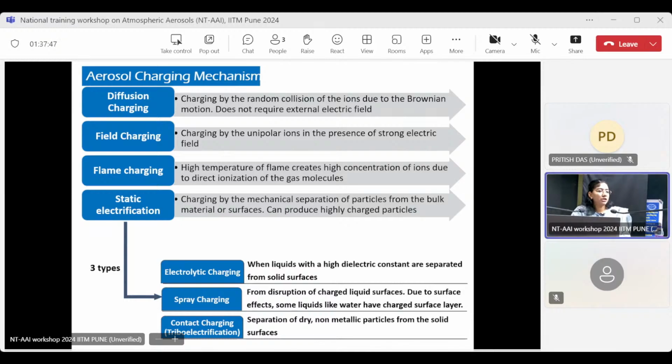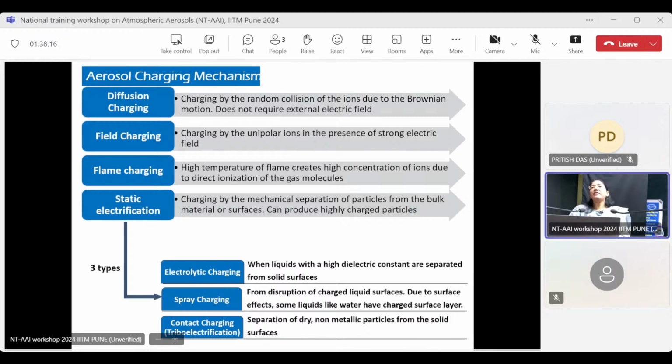Then second is the field charging. Here also the collision will happen, but the source will be the electric field. That is the basic difference between diffusion charging and field charging: field charging is in the presence of an electric field only. Then we have flame charging. In this, because of the high temperature, ions will be generated by ionization, and those ions will again lead to the charging.